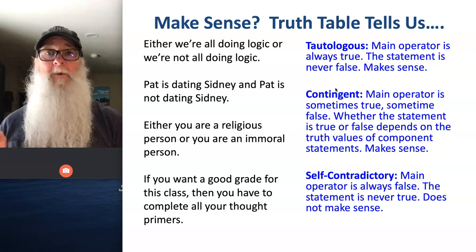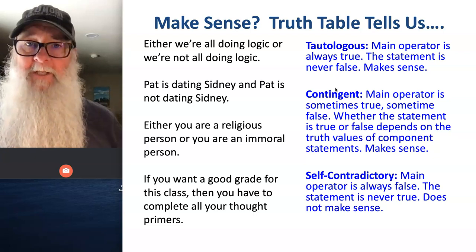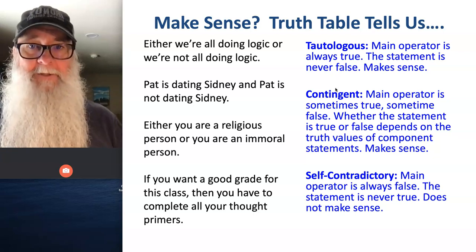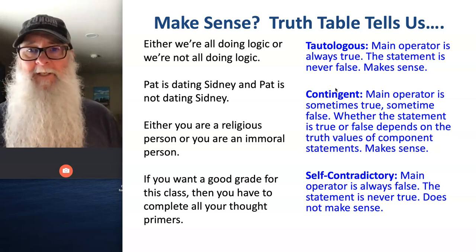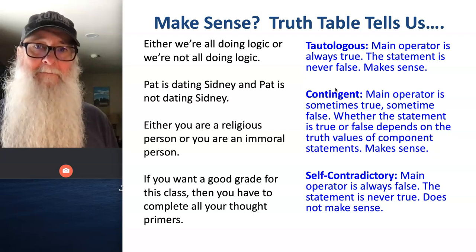Okay, so here are your four statements. First, either we're all doing logic or we're not all doing logic. Second, Pat is dating Sydney and Pat is not dating Sydney. Third, either you are a religious person or you are an immoral person.